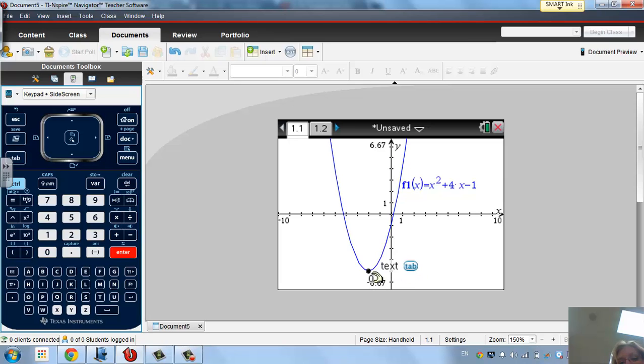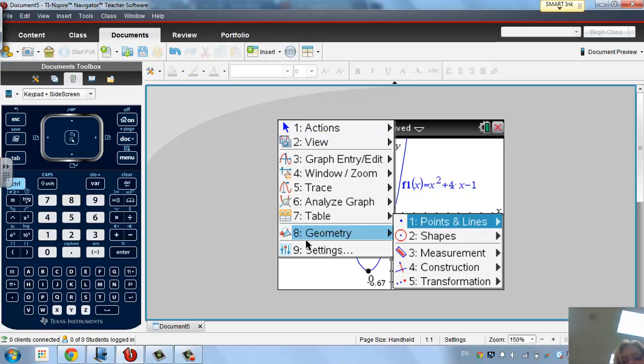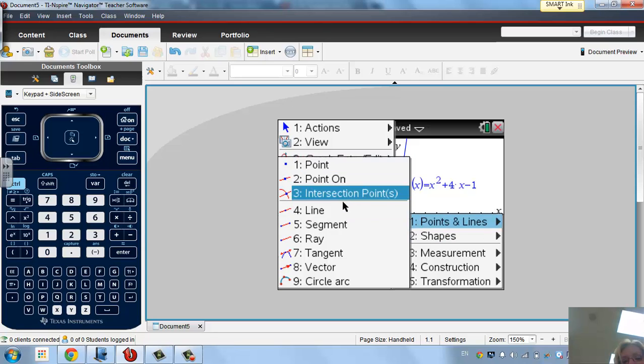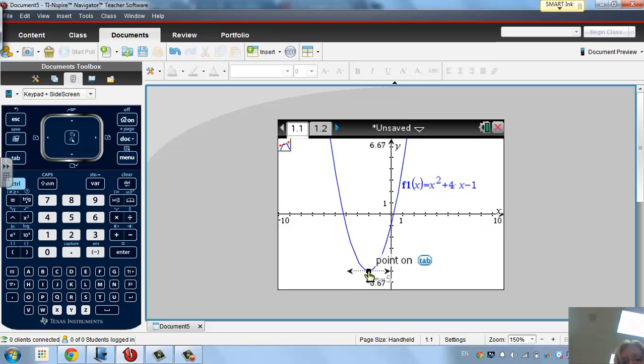We can even draw a tangent line if we wanted to there by doing menu, and it's underneath geometry, and we can do points and lines, and we want to do a tangent, and we want it to be right there, and it tells you the tangent line is y equals negative 5. So that is our horizontal tangent line at the point negative 2, negative 5, where the slope is 0.